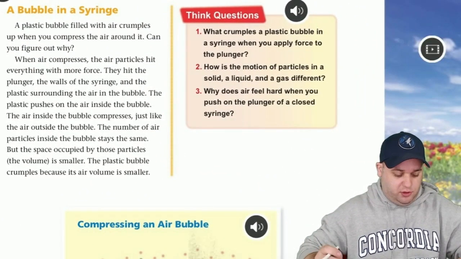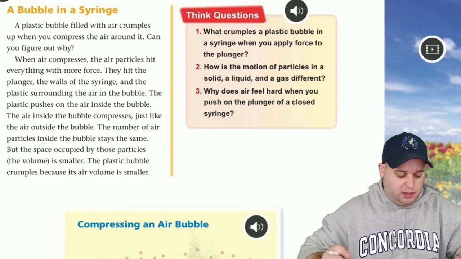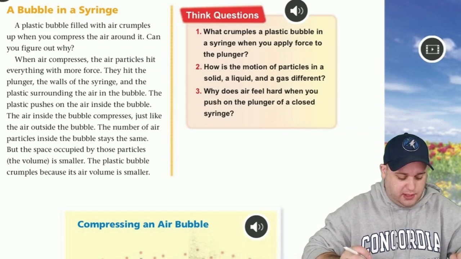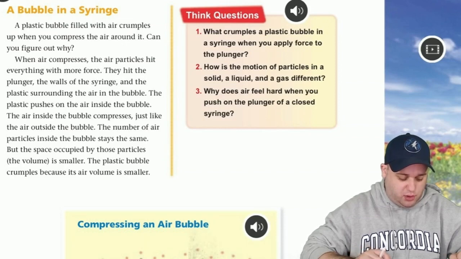A plastic bubble filled with air crumples up when you compress the air around it. Can you figure out why? When air compresses, the air particles hit everything with more force. They hit the plunger, the walls of the syringe, and the plastic surrounding the air in the bubble. The plastic pushes the air inside the bubble. The air inside the bubble compresses just like the air outside the bubble. The number of air particles inside the bubble stays the same, but the space occupied by those particles, the volume, is smaller. The plastic bubble crumples because its air volume is smaller.